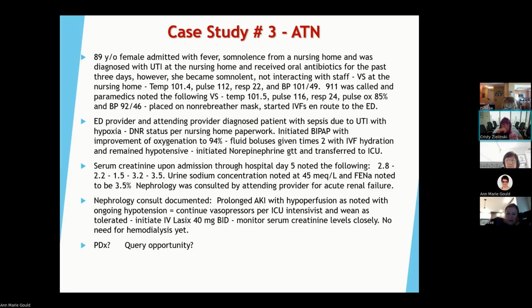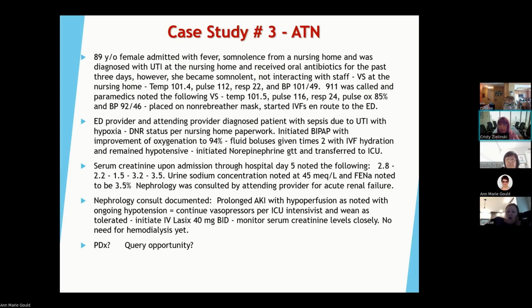So what's your PDX here? Sepsis. UTI. Sepsis due to UTI, right? Yeah. Okay. So what is your query opportunity? AKI with ATN due to the hypoperfusion and on vasopressors. That's right. And what are your clinical indicators for that? The persistent elevated creatinine. Yep. And the FeNA. Yes, FeNA. That would be a good clinical indicator for that query, and of course the treatment.